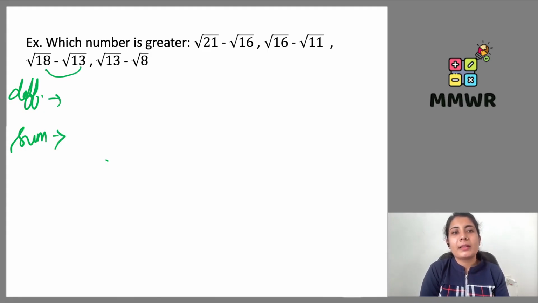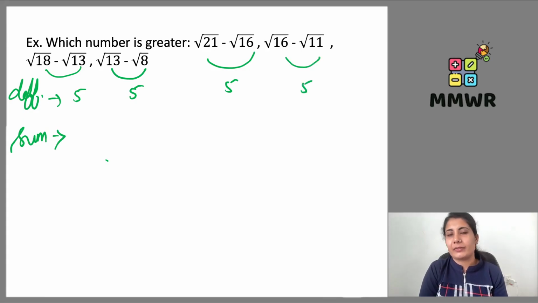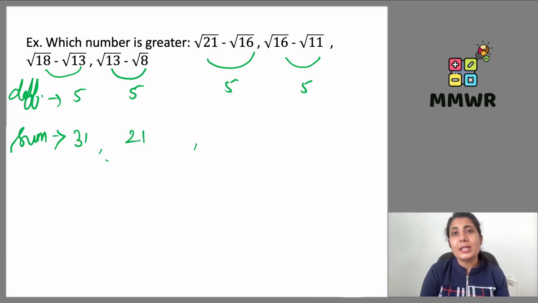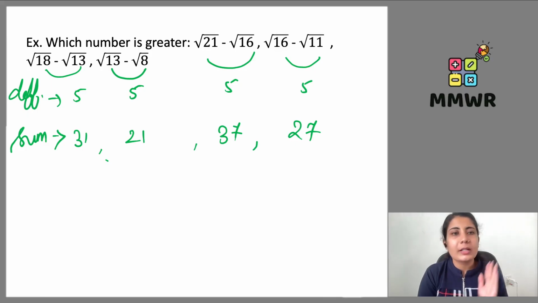So 18 minus 13 is 5, 13 minus 8 is 5, 21 minus 16 is 5, 16 minus 11 is 5. Yes, condition applied, because the roots are in the numerator with a difference operation, so the difference should be the same. Now we will check the sum. 18 plus 13 is 31, 13 plus 8 is 21, 21 plus 16 is 37, and 16 plus 11 is 27. So the sums we got are 31, 21, 37, 27.